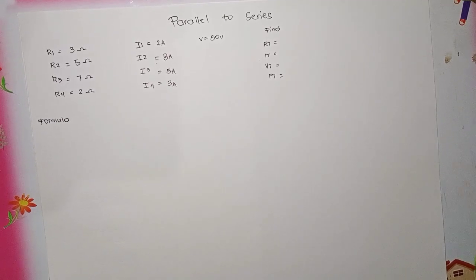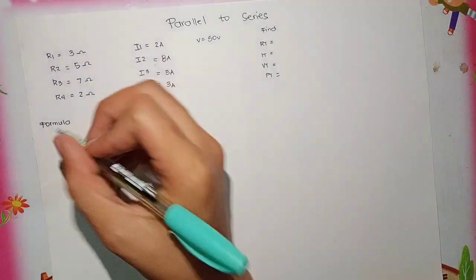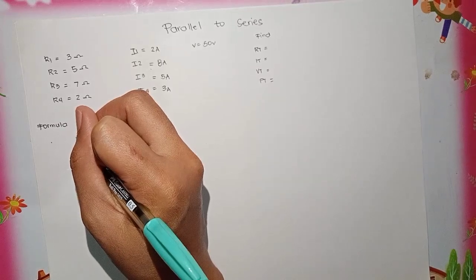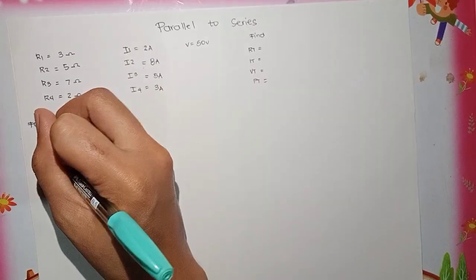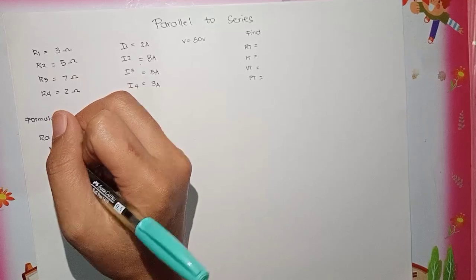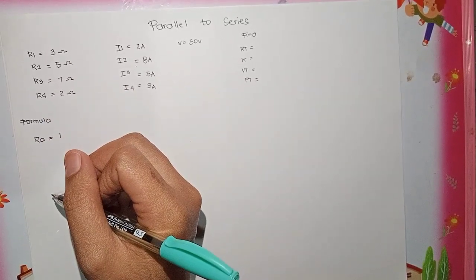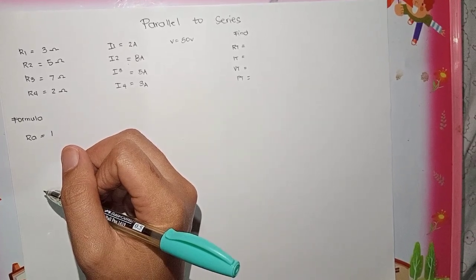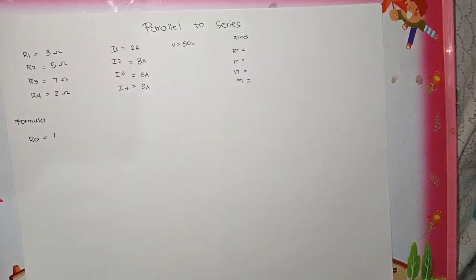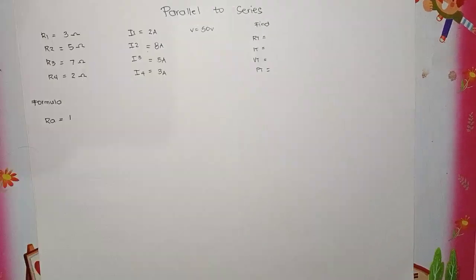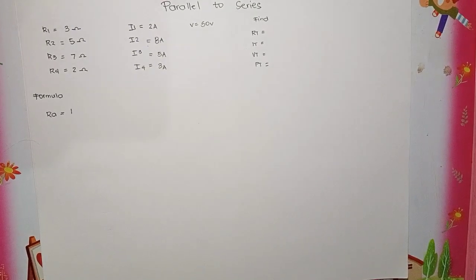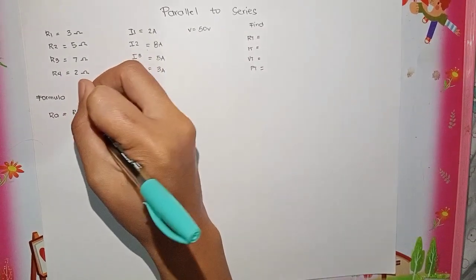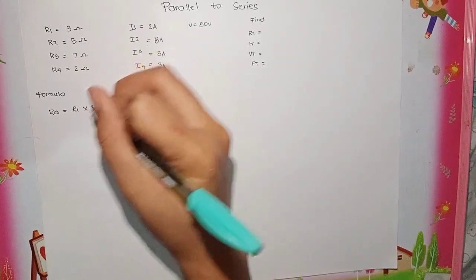Say for example, in a parallel to series circuit, we have R1 which is 3 ohms, R2 which is 5 ohms, R3 which is 7 ohms, and R4 which is 2 ohms. We also have I1 which is 2 amperes, I2 is 8 amperes, I3 which is 5 amperes, and I4 which is 3 amperes, with a voltage of 50 volts. So the formula in getting the total resistance of loads connected in parallel is RA is equal to R1 times R2 over R1 plus R2.